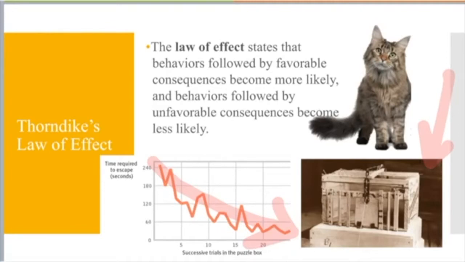And so operant conditioning starts off with this understanding from Thorndike about the law of effect, right? Behaviors followed by favorable consequences, those rewards, the cats are getting food and getting let out of the box, become more likely. So they're more likely and actually, in fact, quicker, right? Their behavior was strengthened. They were quicker at completing the puzzle to get out of the box.